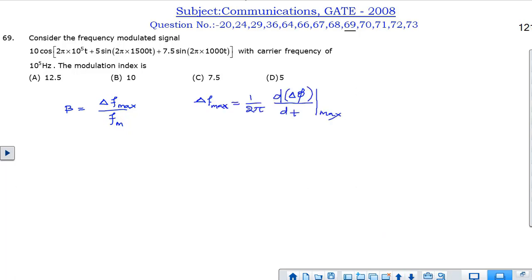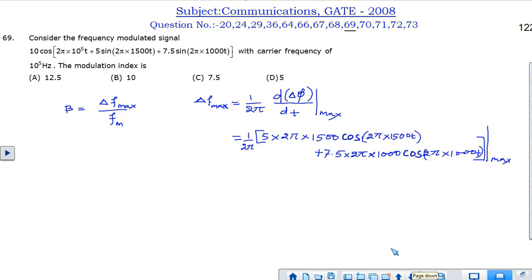If we find out del f max and fm, we can easily get the modulation index. The del f max is nothing but the differentiation of the total phase with respect to t, times 1 by 2 pi, and the maximum value of this will give the maximum frequency deviation. Now if we differentiate this phase with respect to t, what we will get? When we differentiate this part, 2 pi 1500 will come outside. Similarly 2 pi 1000 will also come outside, sine will become cos, sine will become cos. Now we have to find the maximum value of this.